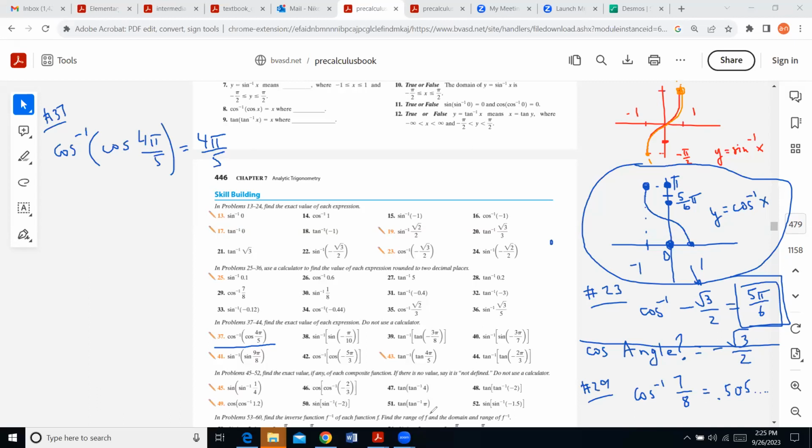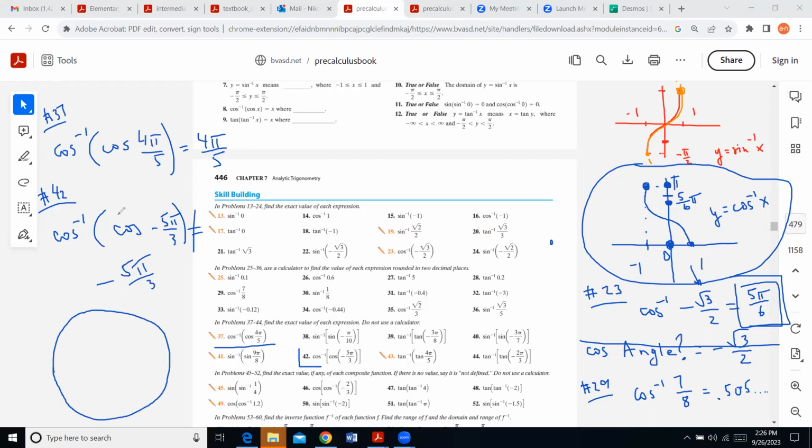But what if I take something negative, like we have here in exercise number 42? What kind of angle should I have here? So take an arc cosine of negative 5 pi over 3. The answer is not going to be negative 5 pi over 3. So not negative 5 pi over 3. I need to get my favorite picture of the unit circle and see what happens with this cosine of 5 pi over 3 with a negative result.